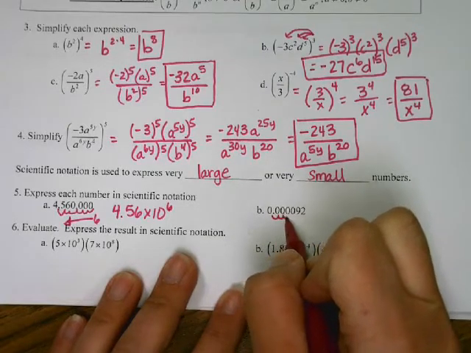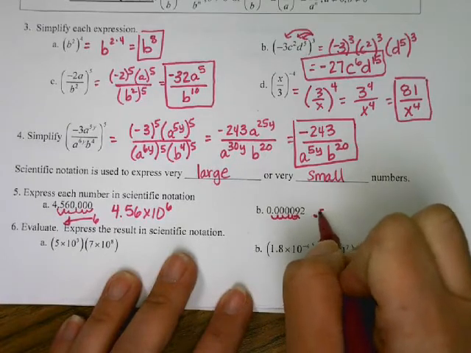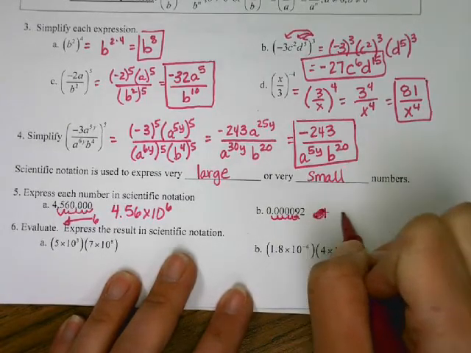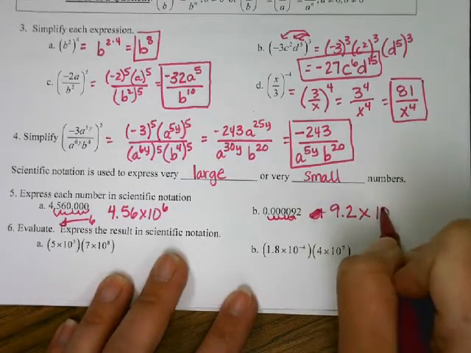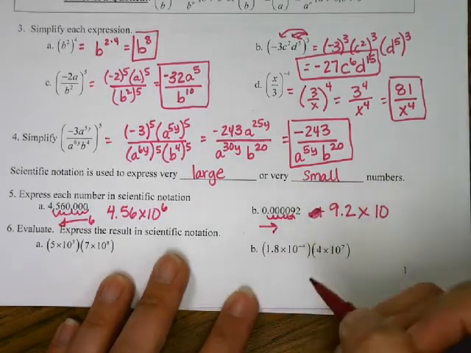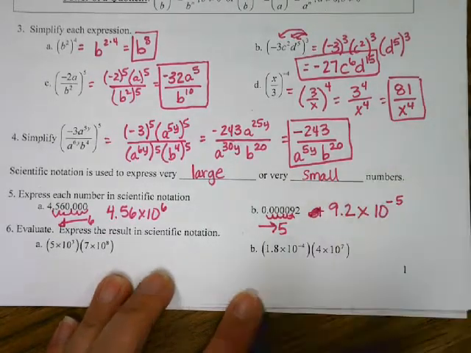1, 2, 3, 4, 5. So 0.9, I lied to you, 9.2 times 10 to the, and we moved it 5 places, so it's the negative fifth.